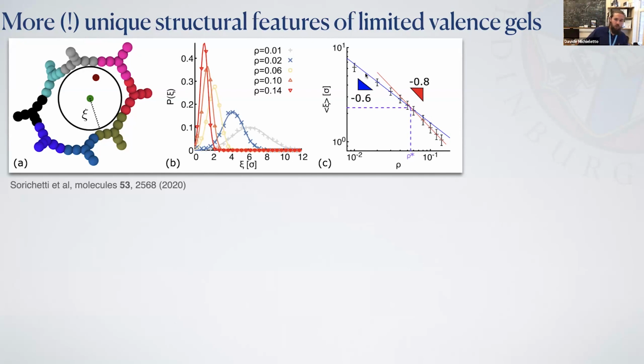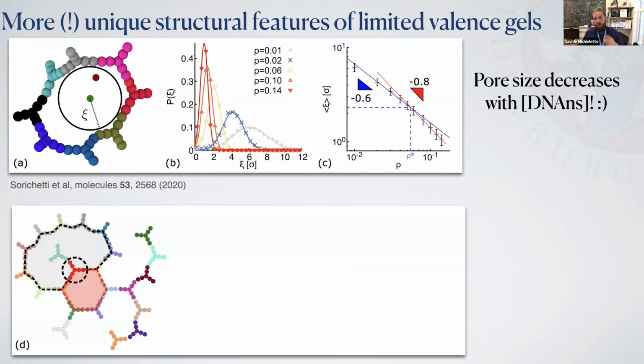Okay, so as you increase the concentration of nanostars, the network becomes more packed, and this makes total sense. The mesh size decreases, so you expect elasticity to go up. Okay, so this is not surprising. But the surprising fact is this one. We looked at the loops in the network, and this was the key. This was really what changed everything.